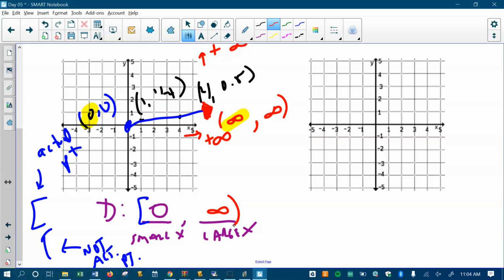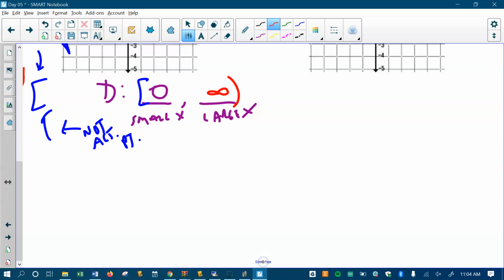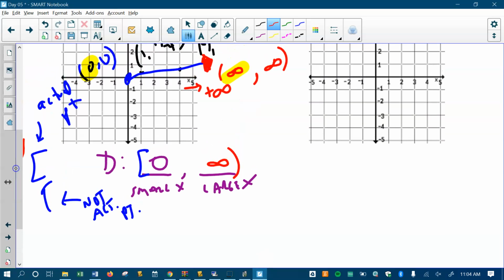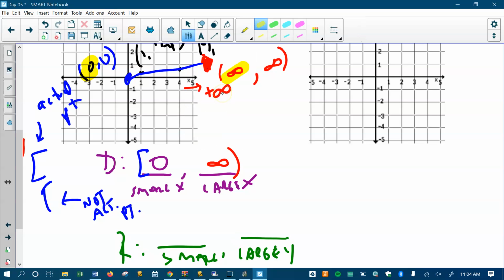Okay, and then let's do the same thing for range. For range, again, I will need to look at my graph. It's kind of the same setup. We'll do small y and large y. And please remember that this is something you probably want to put on your note card. So small y is, and large y.